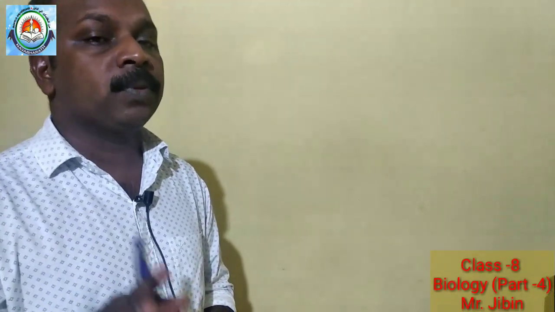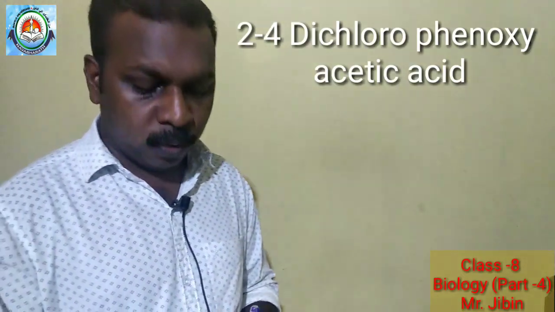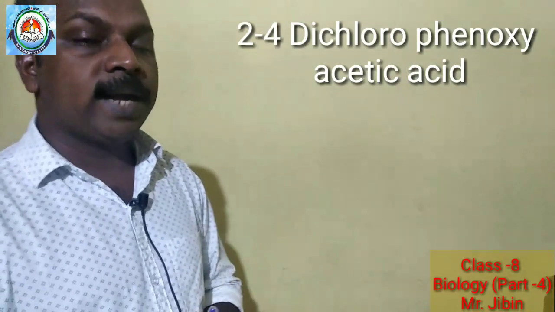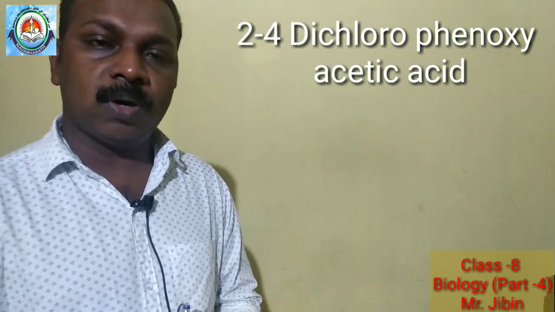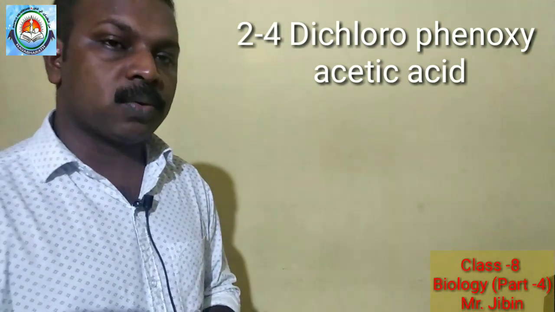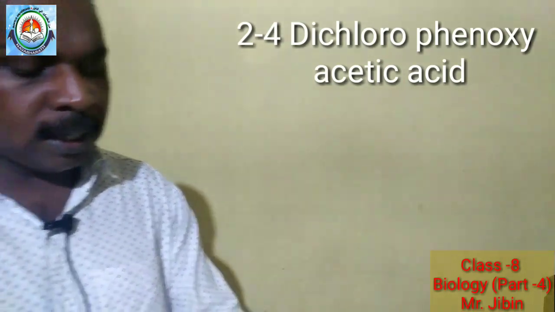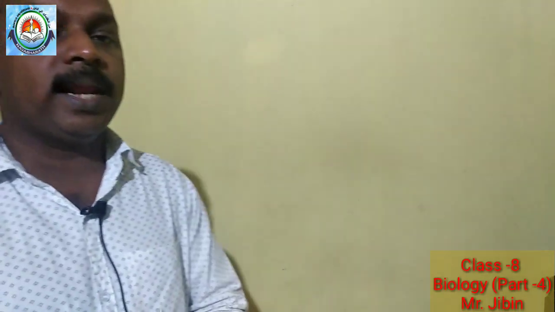They are called weedicides. Example 2,4-D. 2,4-D means 2,4-dichlorophenoxyacetic acid. 2,4-D is the short form. 2,4-dichlorophenoxyacetic acid is one weedicide, an example which can be used to destroy the weeds that are growing in the field. These chemical substances or weedicides may destroy only the weeds. They will not cause any harm to the main crop. So it is very useful.